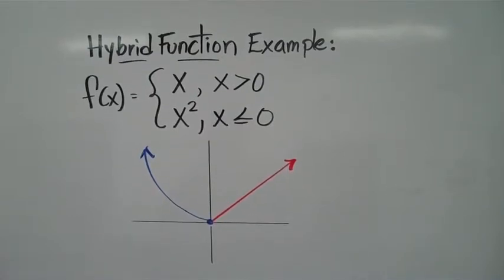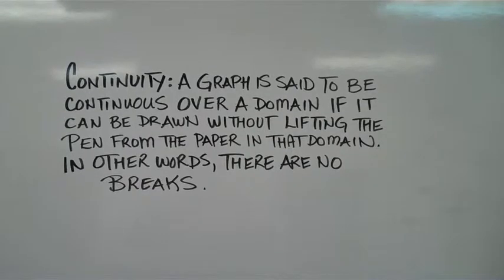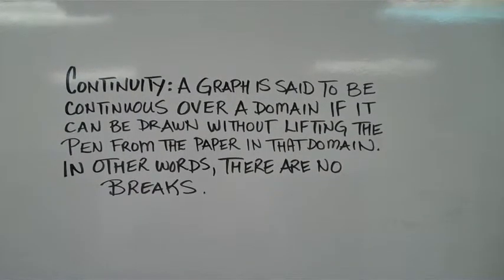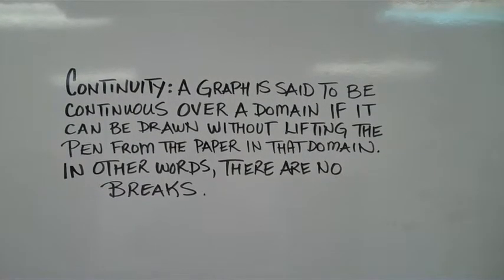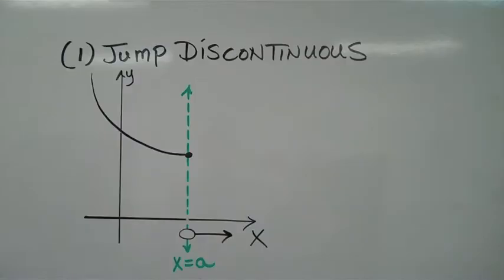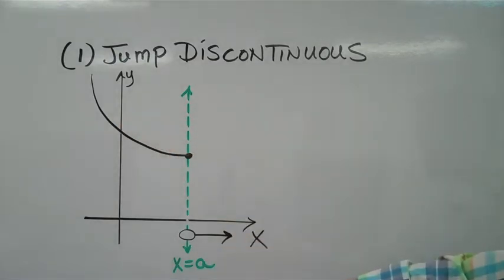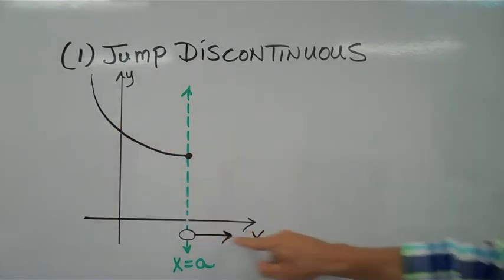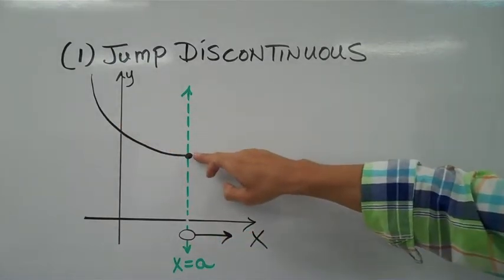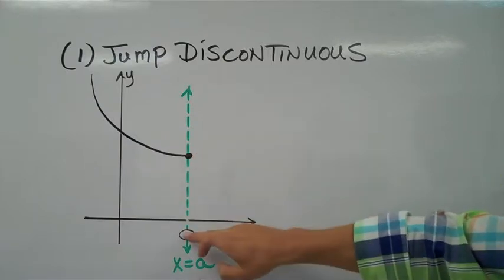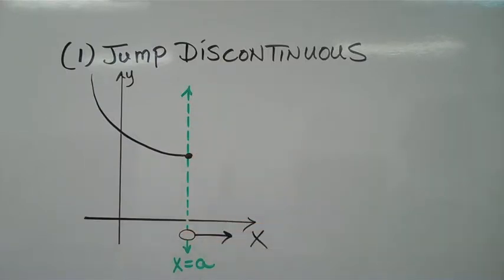They're mutually exclusive. Continuity. A graph is said to be continuous over a domain if it can be drawn without lifting the pen from the paper in that domain. In other words, there are no breaks. We'll be looking at 3 types of discontinuity. Our first one is jump discontinuity. Our graph comes down to x equals a and then jumps down here and keeps on going. Notice our value at x equals a is there. We have an open spot down low.